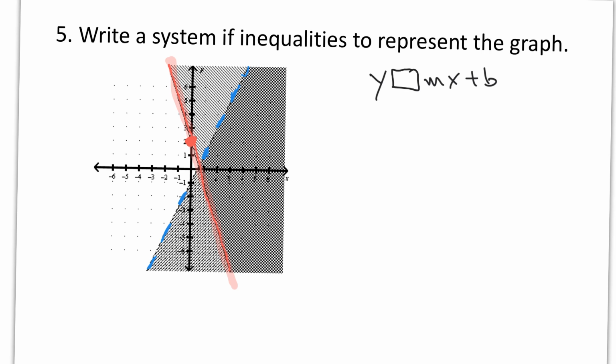So I'm going to start writing the inequality. I have the y. I'm going to put a box because I don't know what inequality I'm going to use yet. I'm going to use the x plus 2. That is your y-intercept, positive 2, plus 2. Now you guys need to find the slope.